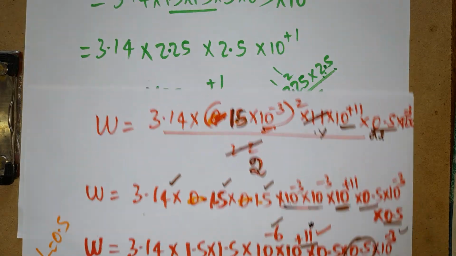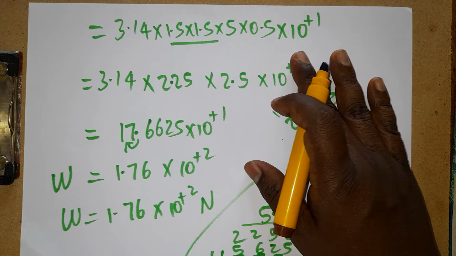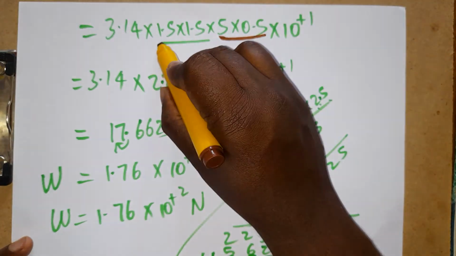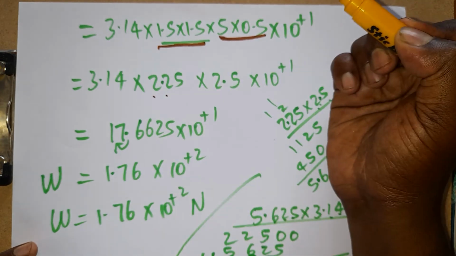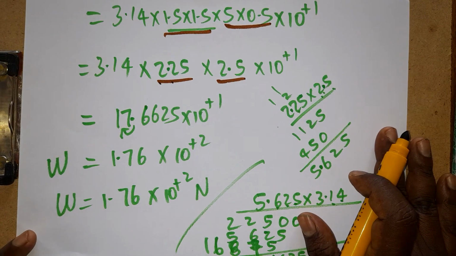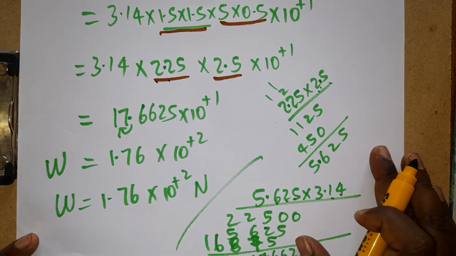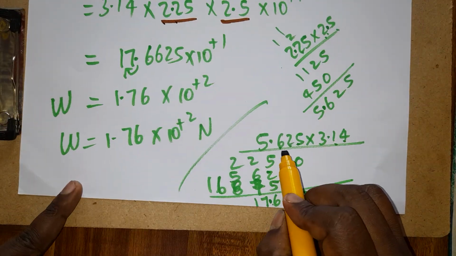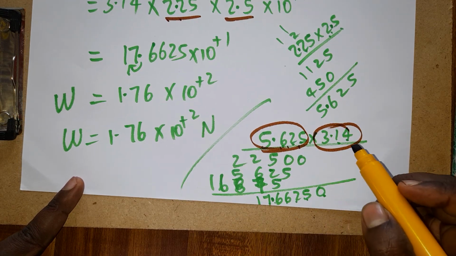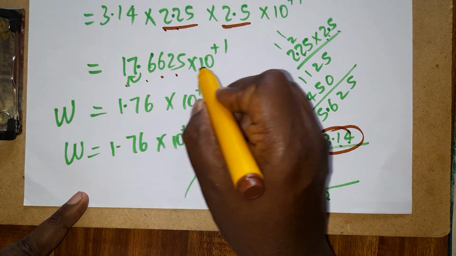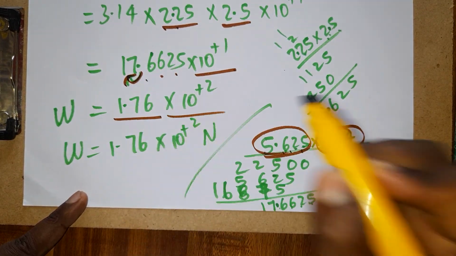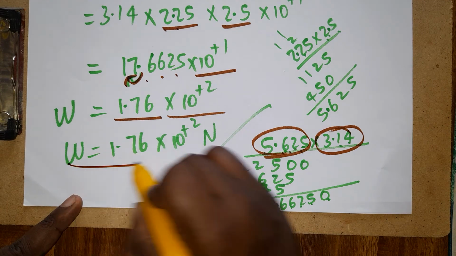Now I calculated everything. This is 2.5, this is 2.25. This 2 multiplication approximately comes close to the value of 5. 2.5 into 2 is 5. Close to 5, actually 5.625. 5.625 into 3.14 gives the answer 17.6625 into 10 power plus 1. If you move one decimal, 1.76 into 10 power plus 2. This is the weight, in Newton.